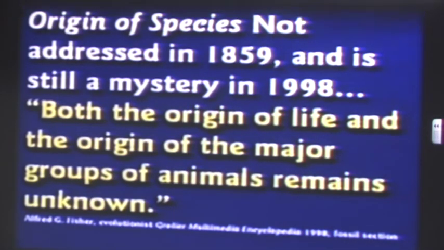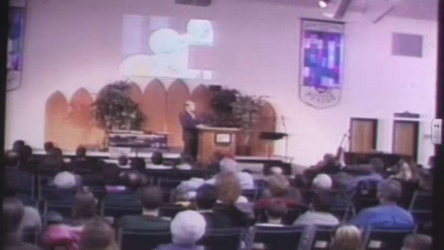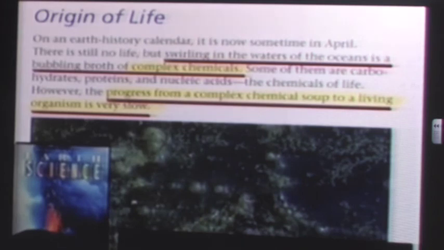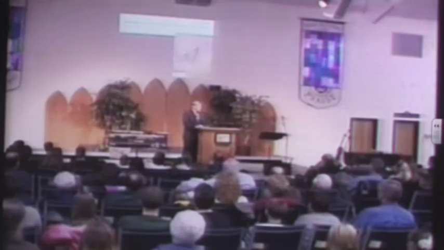How did life get started anyway? Well, this textbook tells the kids, oceans formed as it rained on the rocks for millions of years. Yes, boys and girls, millions of years of torrential rains created great oceans. And swirling in the waters of the oceans is a bubbling broth of complex chemicals. Progress from a complex chemical soup to a living organism is very slow. This one says the first self-replicating systems must have emerged in this organic soup.